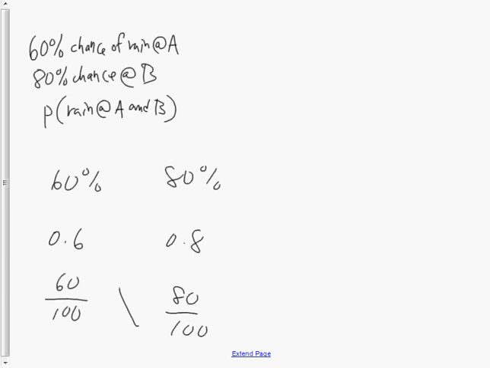So if I was to multiply these two, I would be able to get the combined probability. So 60 times 80, I'm just going to do 6 times 8, which is 48. And then I'm going to add my 2 zeros. So it's 4,800. 100 times 100, I'm going to do 1 times 1, which is 1.